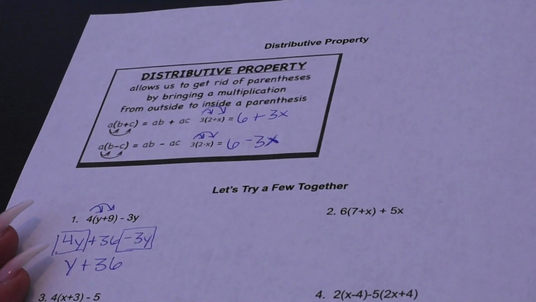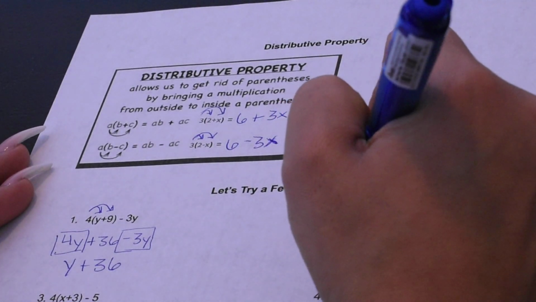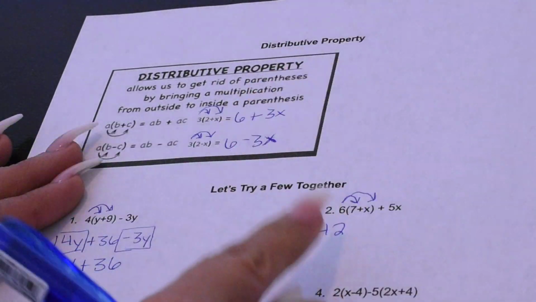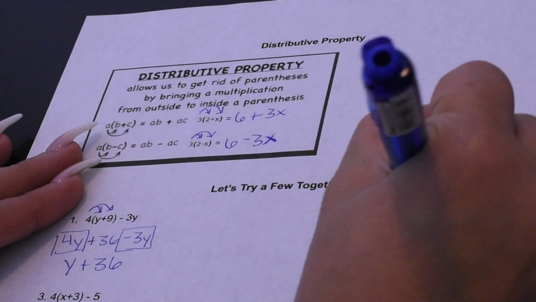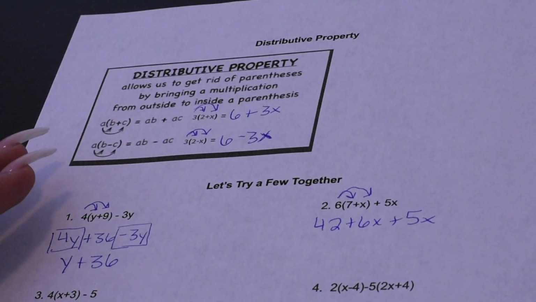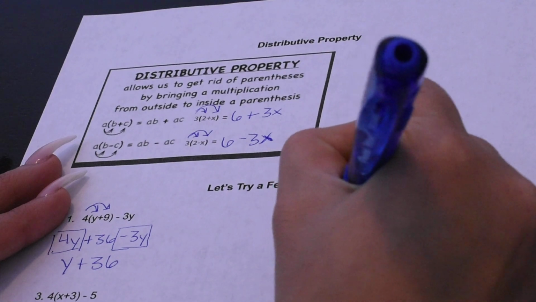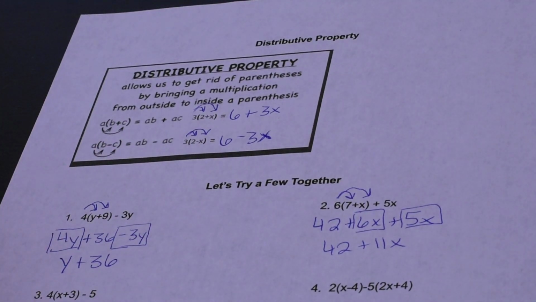Let's look at number 2. I see parentheses, so I'm going to do the what? Distributive property. So 6 times 7 and 6 times x. 6 times 7, we know is 42. And then 6 times x is a positive 6x plus 5x. All right, I'm not done yet. I have to combine like terms. 6x plus 5x, so 42 plus 11x. That is my simplified expression.